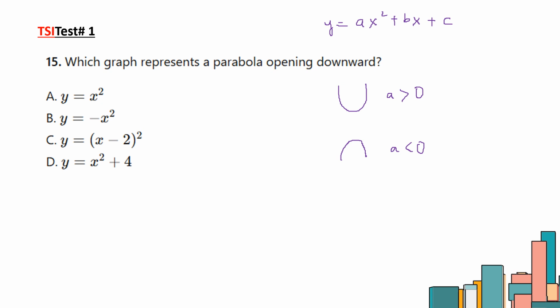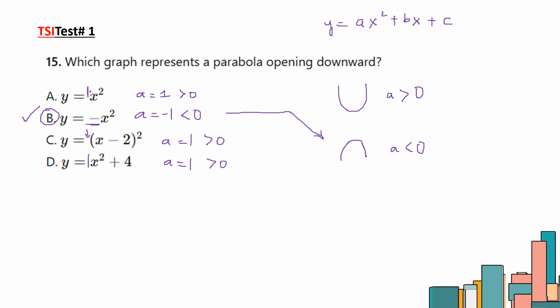So in this case, A in choice A is 1. The A value in choice B is negative 1. A is 1, greater than 0. A is negative 1, less than 0. In this one, A is 1, greater than 0. So the only one that has A less than 0 is B, with the negative in the front. That will be opening downwards.